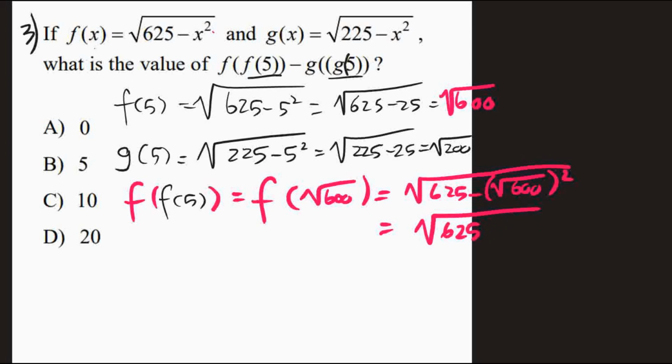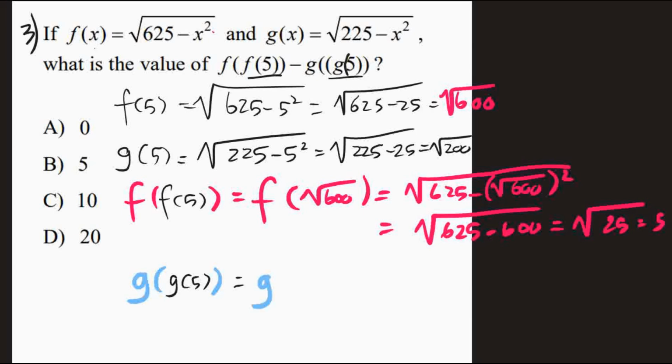Okay, now we have, when it's equal to 25, the square root of 25 is 5. Now we want to count g of g of 5. g of 5 is equal to the square root of 200.